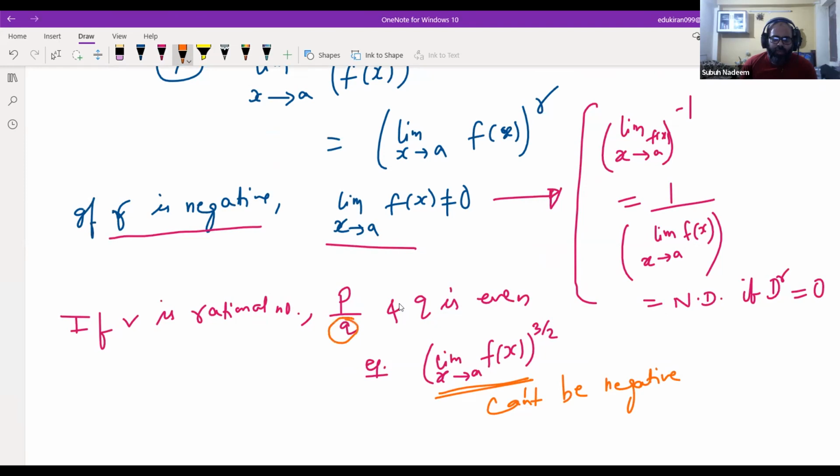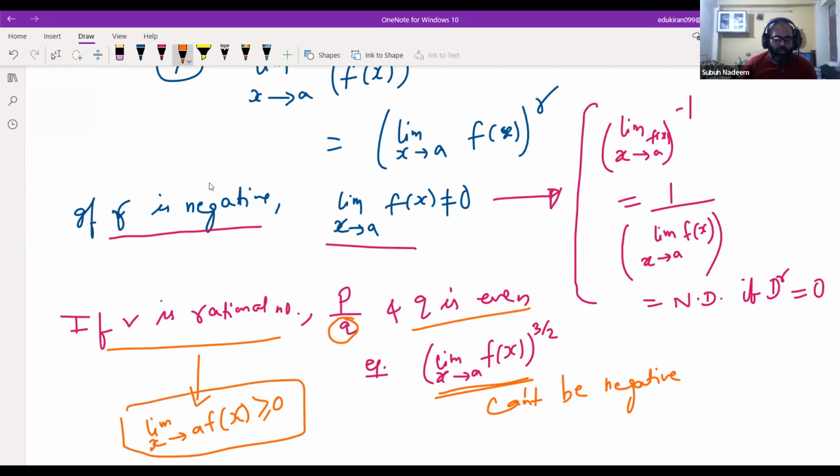So this q, which is in the denominator, is even, whether it is a square root, fourth root, sixth root, or eighth root. But if it is odd, then it is fine. Cube root of a negative is negative, so there it is not an issue. So if r is a rational number, the limit of f(x) is greater than or equal to 0. So this is another condition. These two conditions were specifically written in your slide, which is why I'm explaining it here. Now you can write them, and then we will come to the slide.